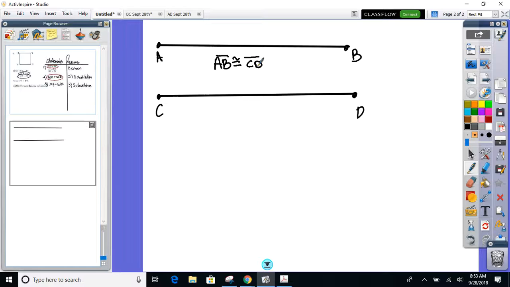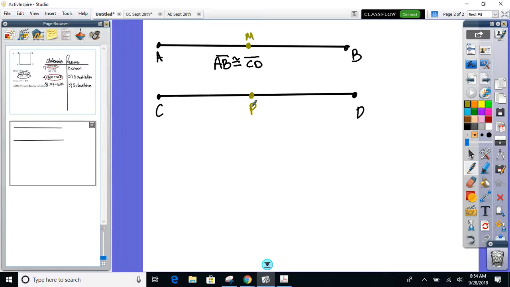Okay, ready? Everyone ready? And I'm not asking you to copy this down. I just want you to focus. These two line segments are congruent. All good? No big deal, right? Okay. M is the midpoint of AB, and P is the midpoint of CD. Okay.